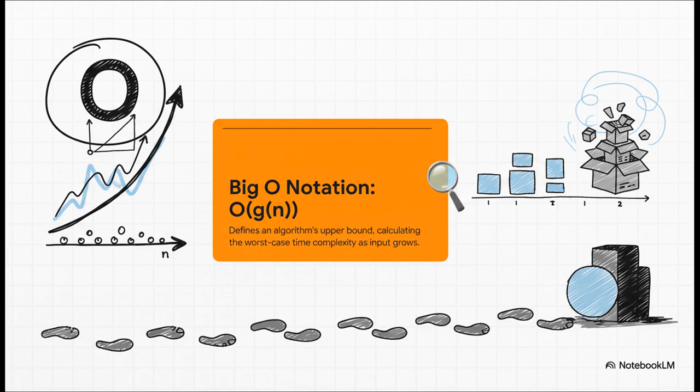It asks, as your input size n gets really, really big, what's the one thing that truly affects the runtime? For our 2n plus 3, think about it. When n is 1,000,000, does that plus 3 even matter? Not at all. What matters is the 2n part. The time grows in a straight line with n. So we simplify it. We drop the constants and say its Big O is just O(n), or linear time.